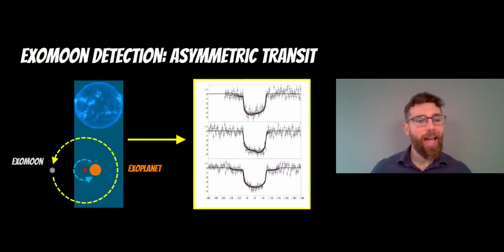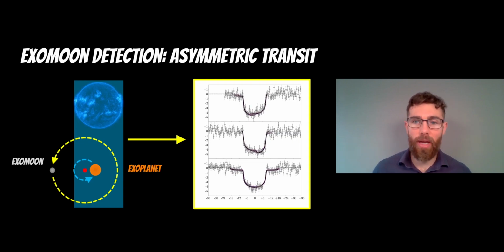Welcome to this video, and in this video I want to have a look at one of the methods we can use for detecting exomoons. So an exomoon is a moon that is orbiting an exoplanet, where the exo part basically means that it's around another star other than the solar system. So it's outside of our solar system around another star, and we're trying to find moons around exoplanets.